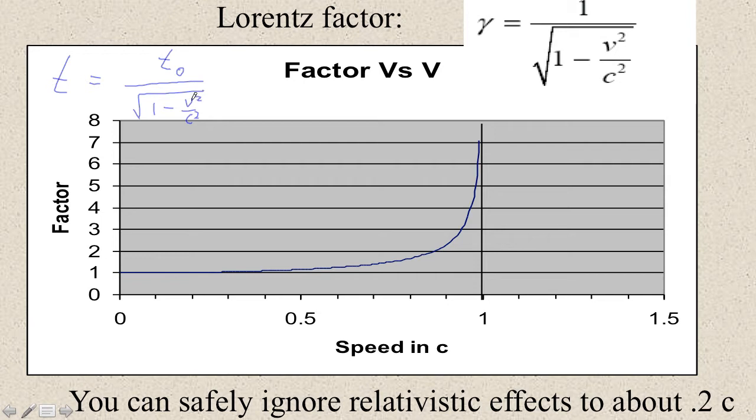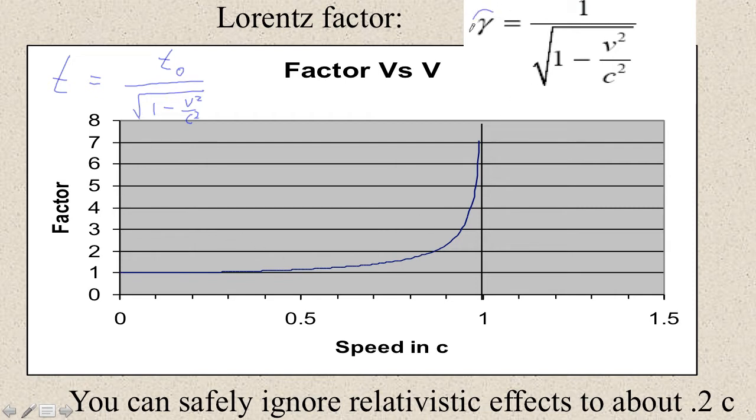It starts off as 1. If v is 0, 1 minus 0 is 1, and the square root of 1 is still 1. So the dilated time is the same as the proper time. If it's not moving, it doesn't dilate. As we approach the speed of light, this square root approaches 0, and 1 over the square root approaches infinity. So here's a graph of that.